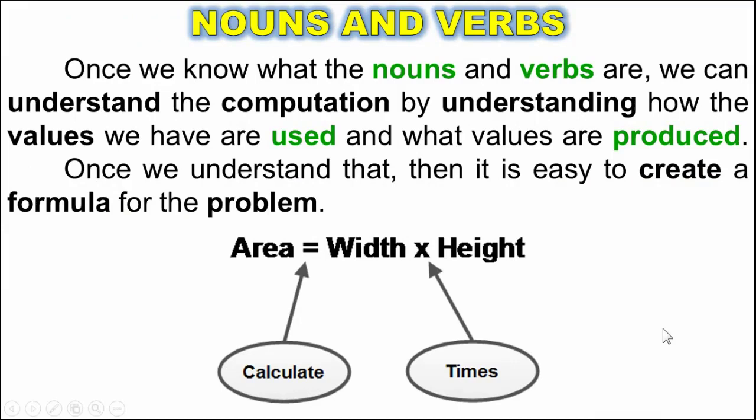Once we know what the nouns and verbs are, we can understand the computation by understanding how the values we have are used and what values are produced. Once we understand that, then it is easy to create a formula for the problem. The formula: area is equal to width multiplied by height. The X indicates the verb times, and the equal symbol indicates the verb calculate.